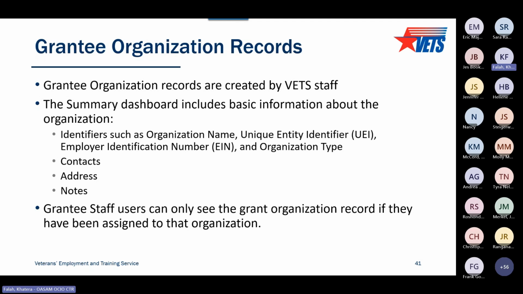Grantee organization records are records that are created by VETS staff. The summary dashboard includes basic information about the organization. This includes the identifiers, which are the organization name, the organization's unique entity identifier, aka the UEI, the employer identification number, the EIN, and the organization type. We have our contacts, which are the phone numbers and emails, if you recall from yesterday, the address for our grantee organization, and any additional notes that your GOTR may have provided.